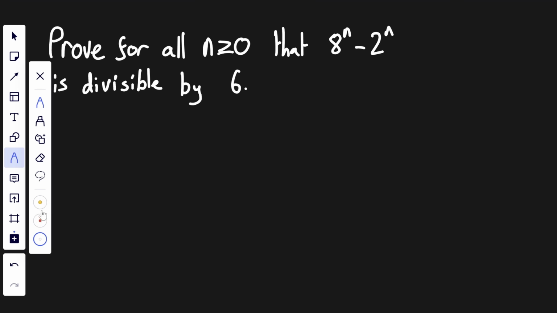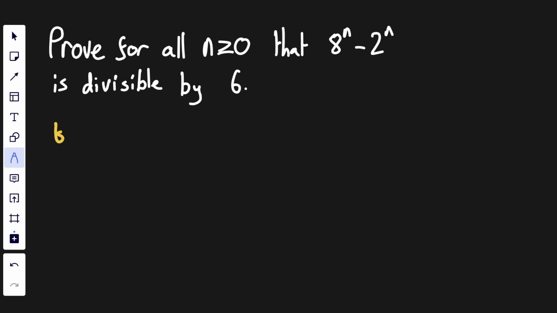Alright, let's begin. So first of all, we do our base case. Base case, always very easy. Now actually we're talking about n being greater than or equal to 0. So our dominoes are falling from 0. So 0, 1, 2, 3, 4. Instead of from 1, which is what we've seen in every other example so far. So base case, n equals 0.